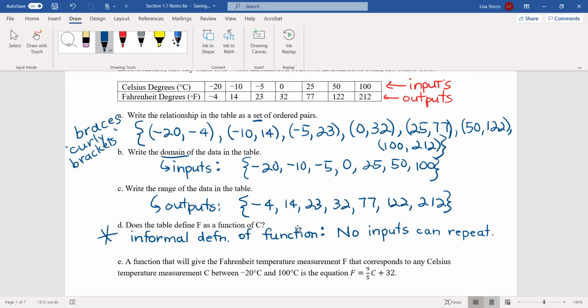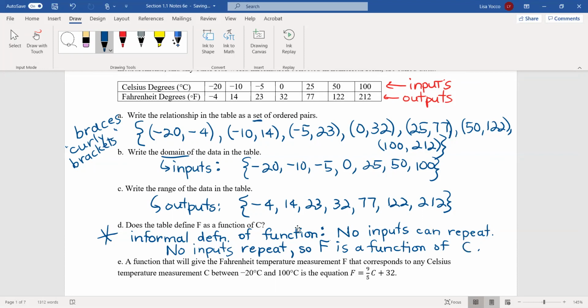So looking up there at the inputs, are any of those repeated? No. Okay, correct. Thank you. So since no inputs repeat, I can say, yep, this is a function. And actually, let me write this out before I mess up my words. F is a function of C, okay?